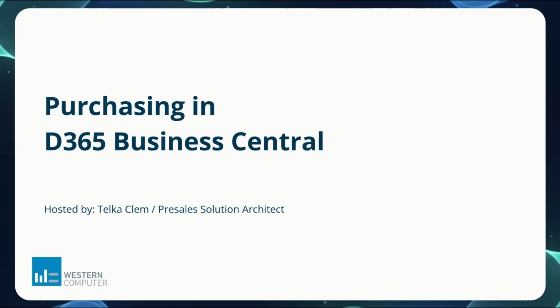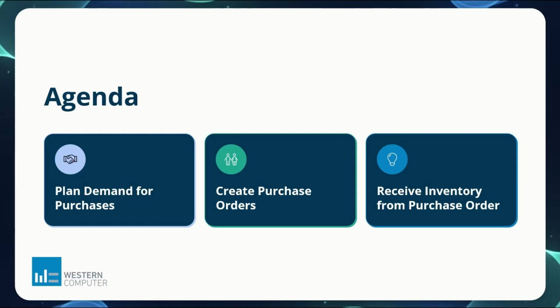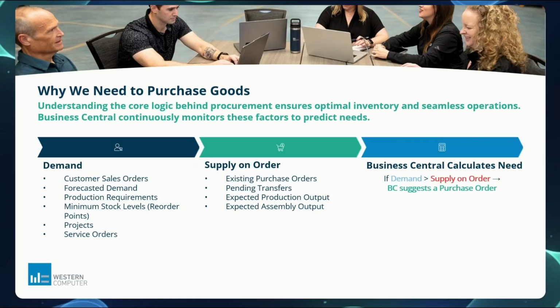As we start thinking about purchasing inside of Business Central, certainly there can be various ways of creating the demand that would create the need to purchase something. We're going to talk about that today as we start looking at how we would plan for those purchases. We're going to create some purchase orders and then receive inventory from those purchase orders and talk about some options when it comes to that. But let's talk about demand first and how we go about deciding what it is we need to purchase.